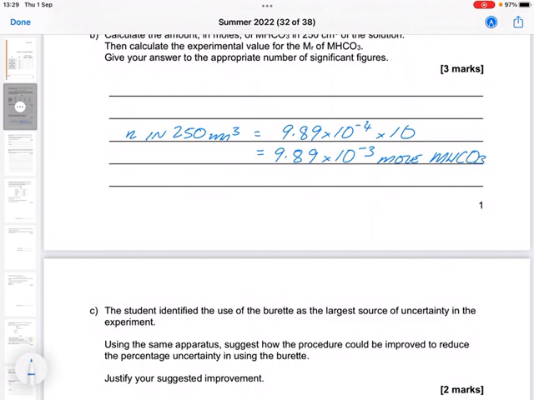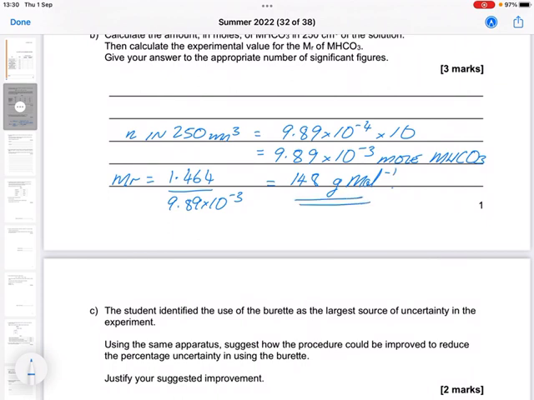Now, that is in my 250 centimetres cubed. So that was in my big flask at the start, of which I've got my mass. So my MR then is equal to the mass, 1.464, divided by the number of moles, which I've got here, 9.89 times 10 to the minus 3, which equals 148 grams per mole. Okay, so there's my answer there.